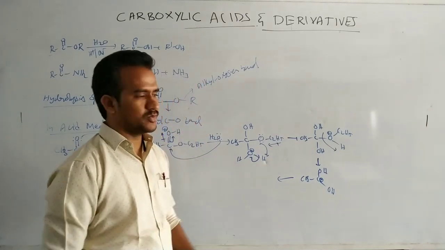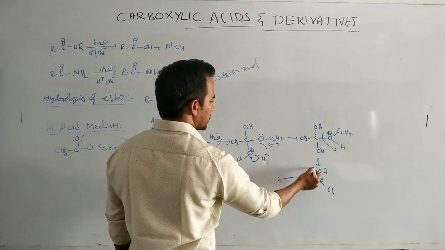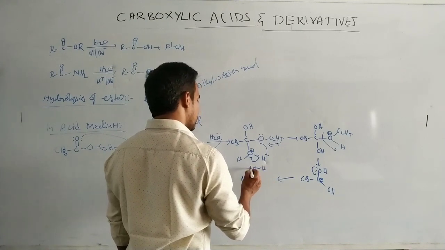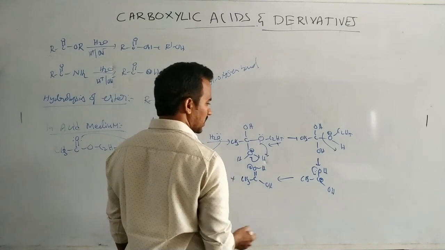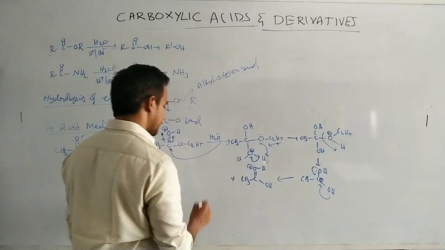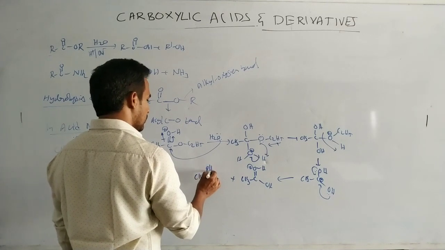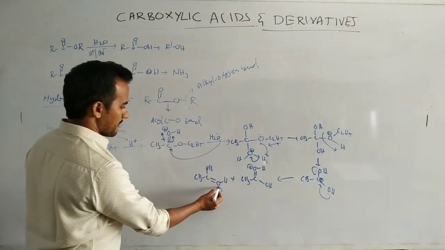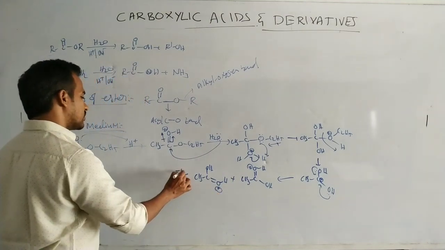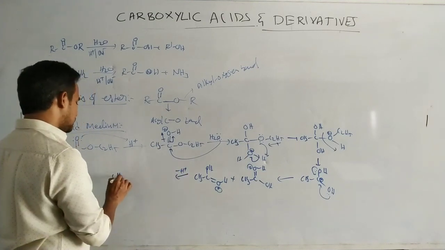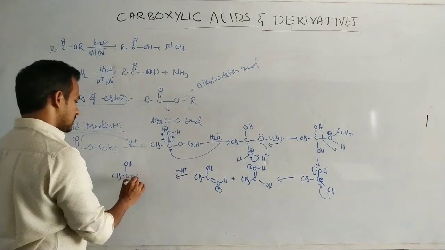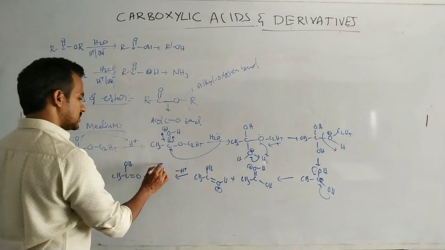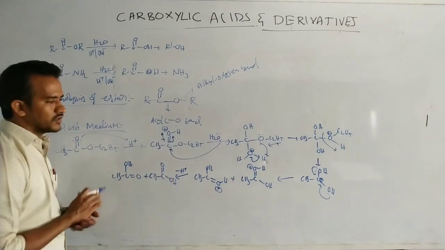Now in this case there are two possibilities. Either this lone pair can form the pi bond, so CH3C double bond O plus, here OH. Or this lone pair can form the pi bond, so here CH3C OH double bond OH plus. Now by the loss of proton H plus, either CH3C OH double bond O or CH3C double bond OH is formed.